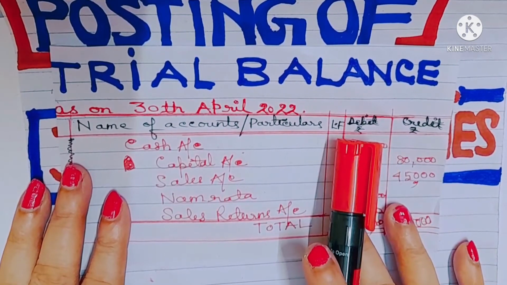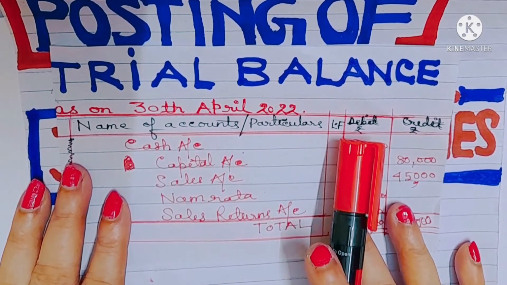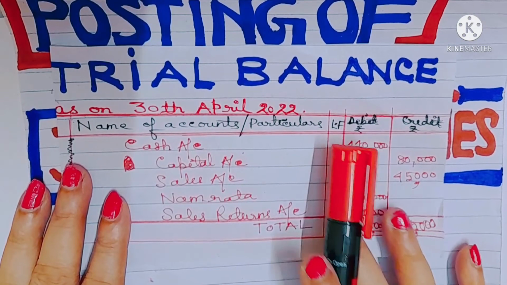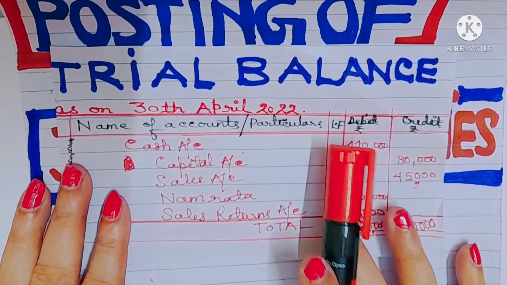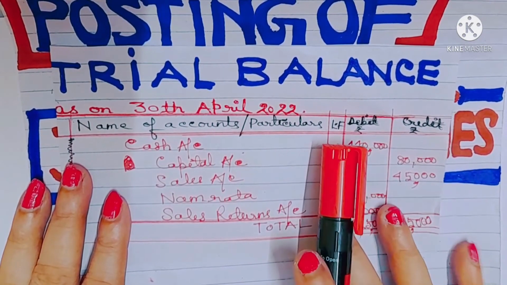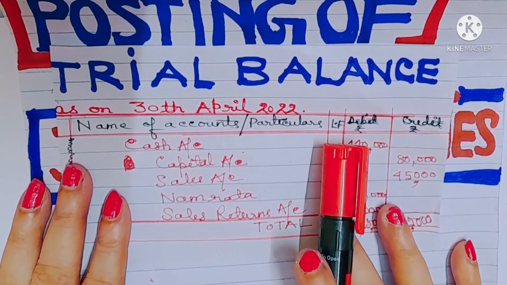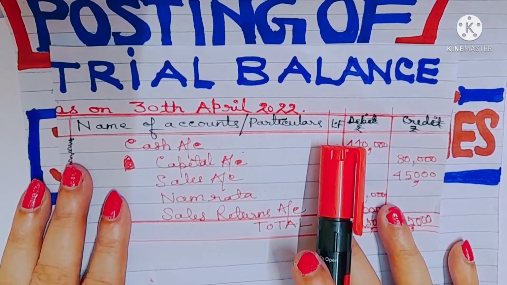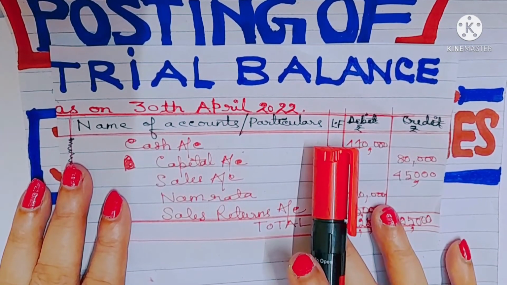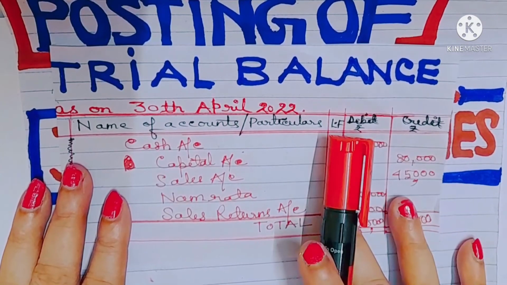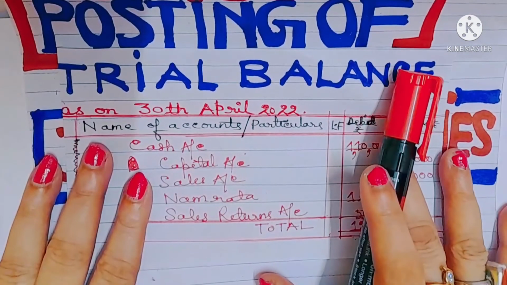If the total of the debit column equals that of its credit column, it is proved that ledger accounts are arithmetically correct and there are no errors in the ledger posting as well as balancing the ledger accounts. Understood? Clear?